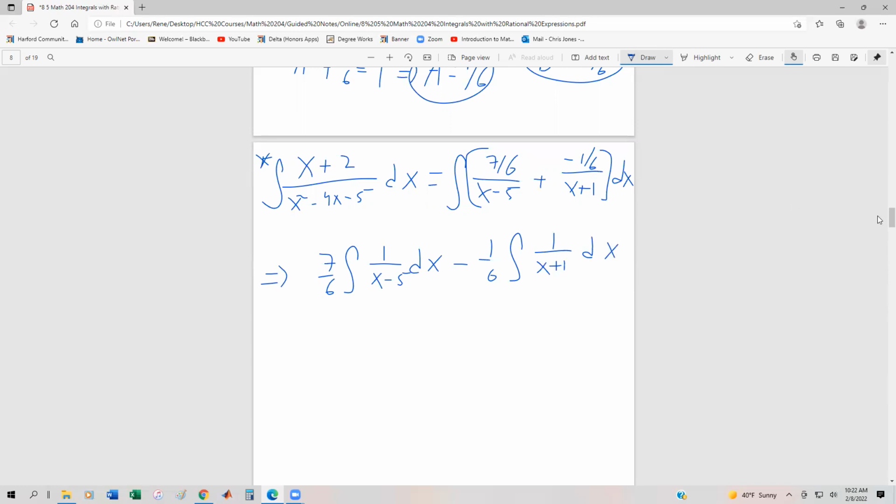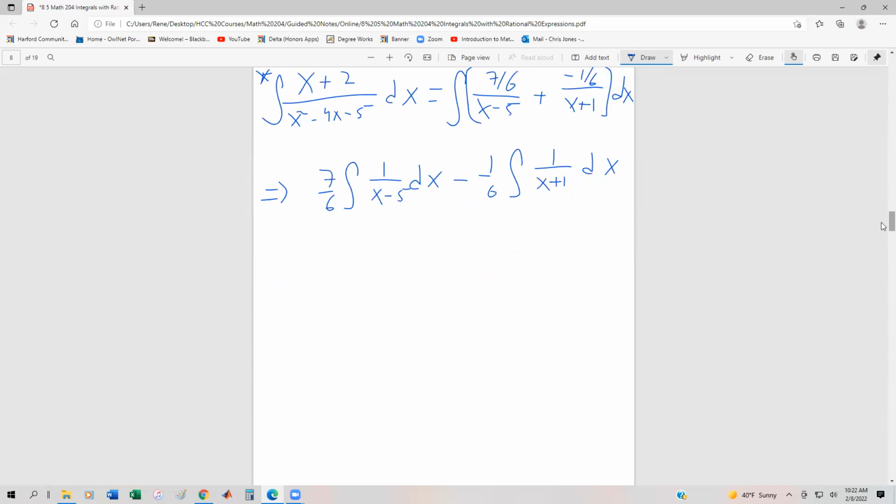And as we saw in the very first video, this is just a u substitution of natural logarithms, all right? So again, if it's a linear term, then we can just use the natural log of whatever's inside, if it's 1 over whatever it is, as long as it's linear. And so when we integrate, and integration might be the easiest part of this whole problem, 7/6 natural log of the absolute value of x minus 5 minus 1/6 natural log of the absolute value of x plus 1 plus c.